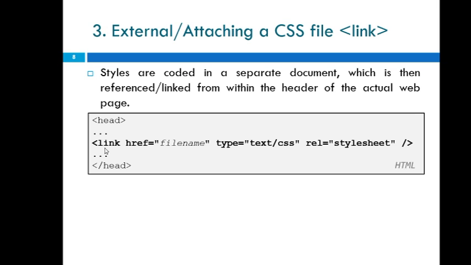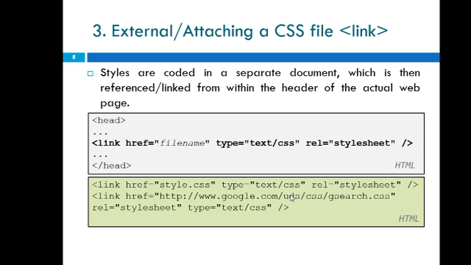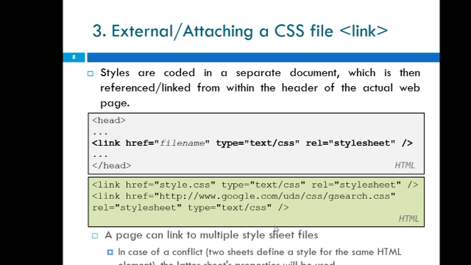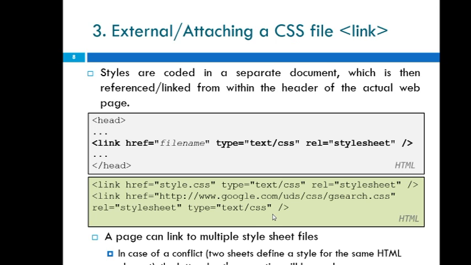Okay, you have to write only one line of code in between the head open and head close while linking the HTML and the CSS code. And these are the two examples of linking the CSS file with the HTML code. So in an HTML code you can link to many CSS files, you can link to multiple style sheet files. Okay, if there is some conflict between the style sheet files, the last style sheet will apply to your web page.